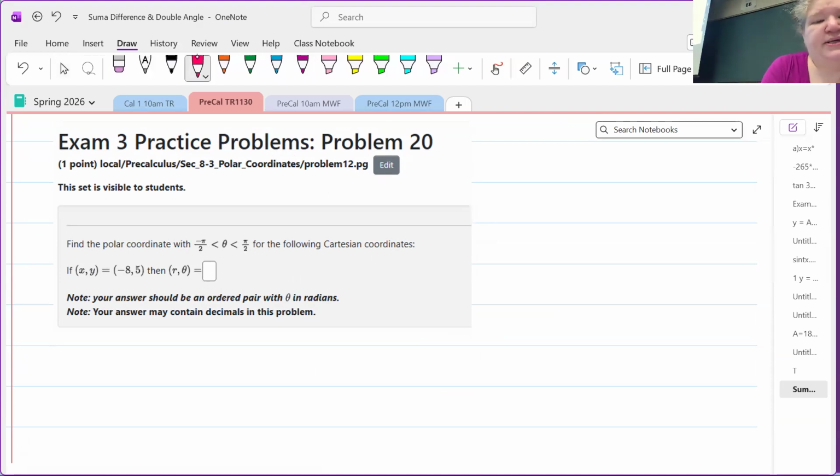So this one says, find the polar coordinate with theta between negative pi over 2 and positive pi over 2 for the following Cartesian coordinates. And they tell us the x, y, and then they're asking for r, theta. So our polar equations, let me go find those real quick.